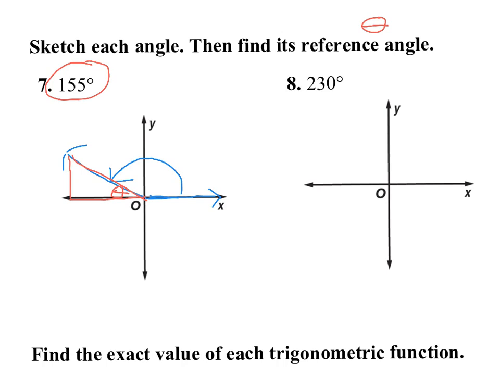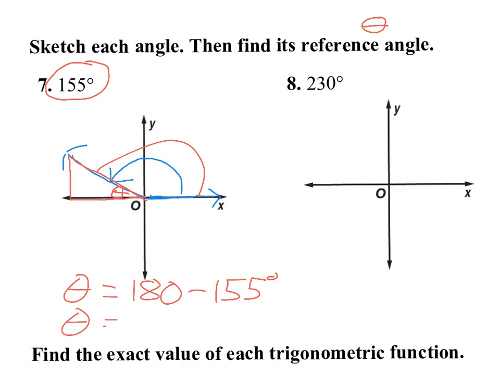And the reference angle is just how big is theta. So if this was 155, then theta has to be the angle that takes it to 180. So in this case, and this is not always how you're going to do it, in this case it's going to be 180 minus 155. And this, again, is only true when the angle is in quadrant 2. So the reference angle is 25 degrees.